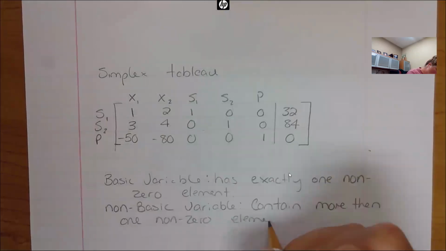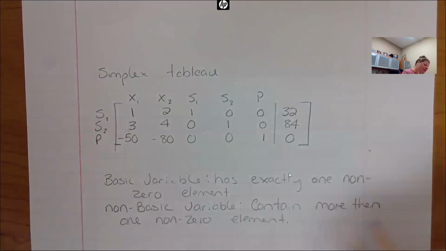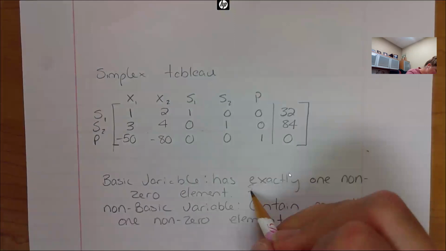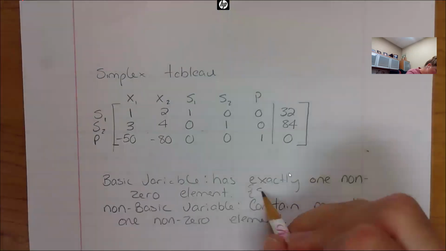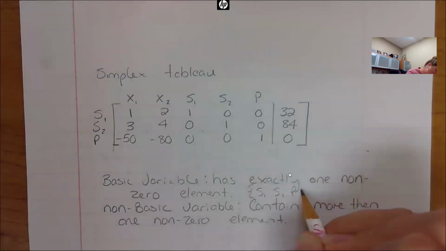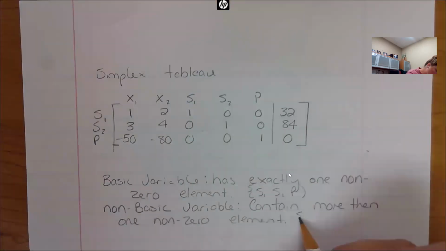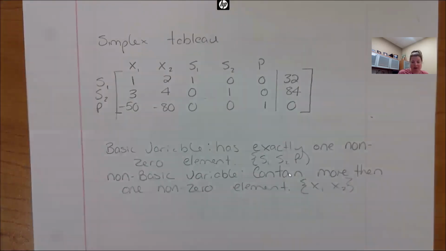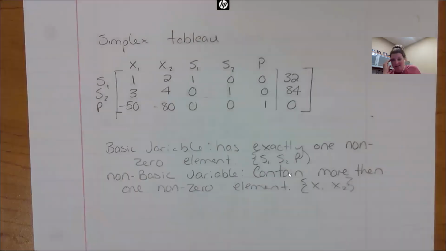So at the start, which ones? Let's put the basic ones in here. At the start, it's S1, S2, and P. And the non-basic ones would be X1 and X2. So our non-basic ones right now are X1 and X2. Also, when we have something that's non-basic, it equals 0. We say it just equals 0. It doesn't actually give us a solution.